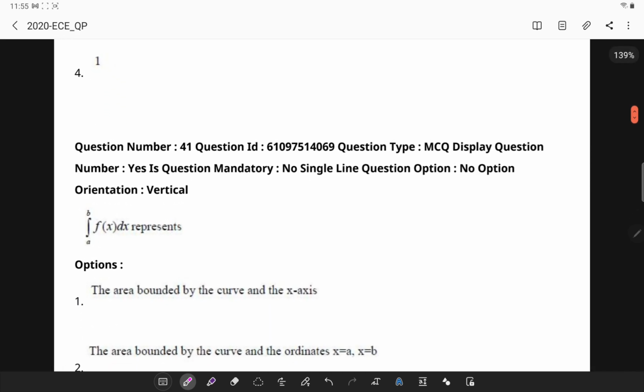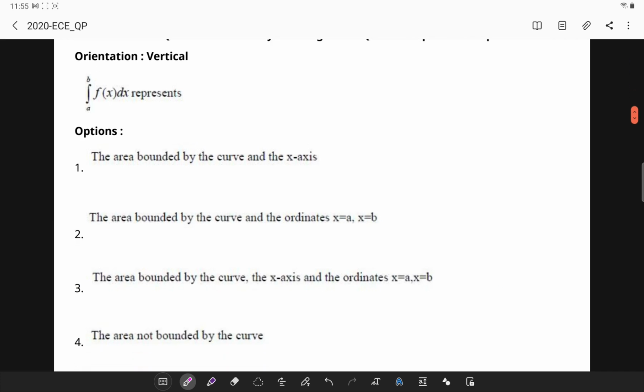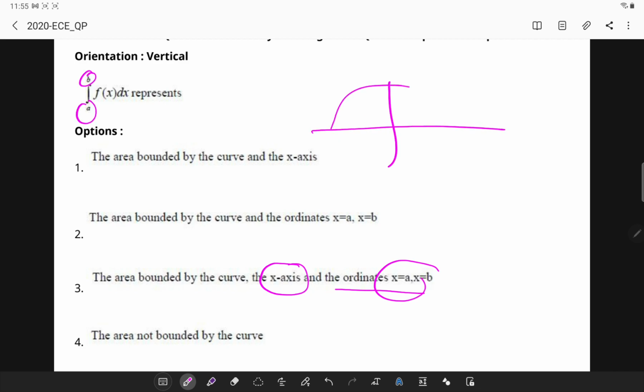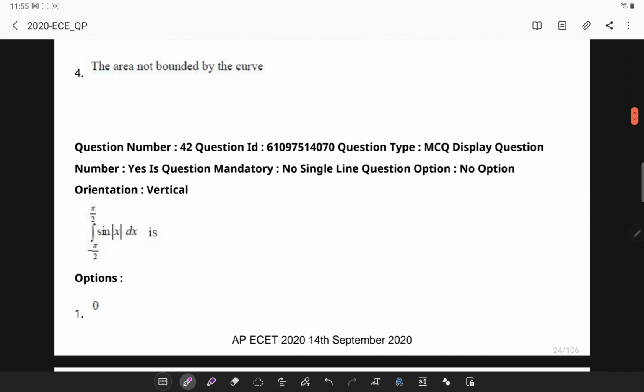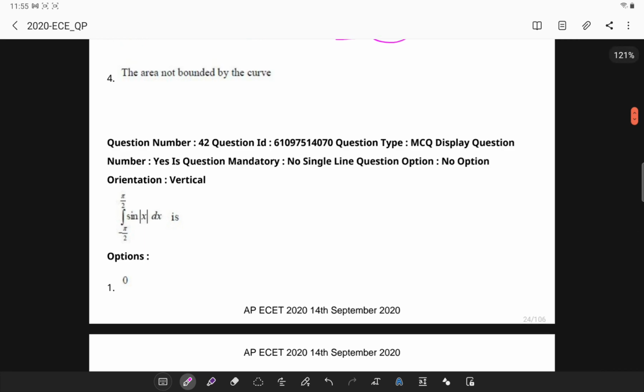So the next question, integral a to b represents the area bounded by the curve with the x-axis. From a to b, just now I have shown you, the limits will clearly determine what is the area bounded here. So here I have sine mod x.